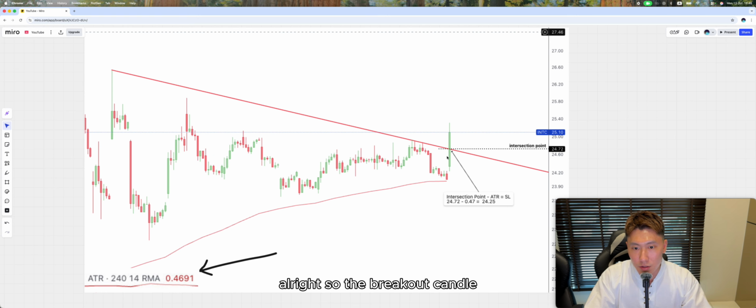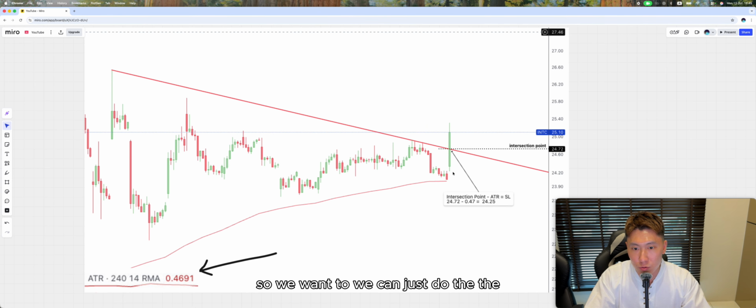So the breakout candle and the trend line, there is an intersection point. It's this point. Obviously, I've marked that up for you. We want to take the intersection point, this number, minus the ATR. That will give us our stop loss level. In this case, the intersection point is $24.72 minus the ATR, which is 0.47. I round it up. So as you can see, the stop loss level is $24.25. So we know where we should put our stop loss.